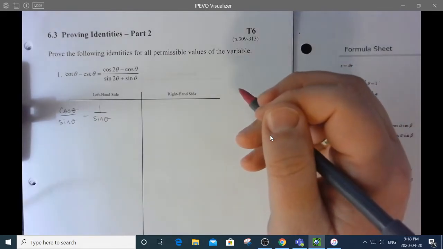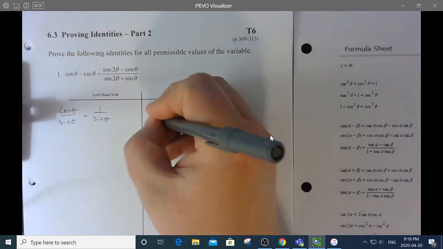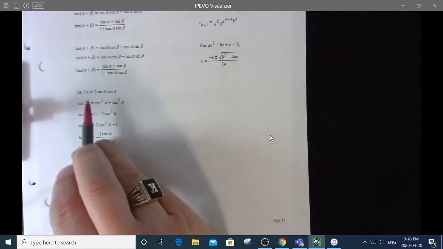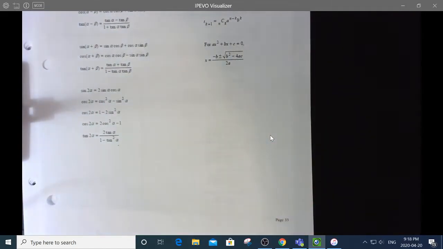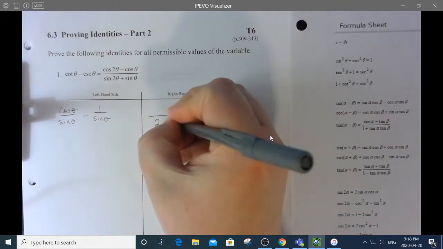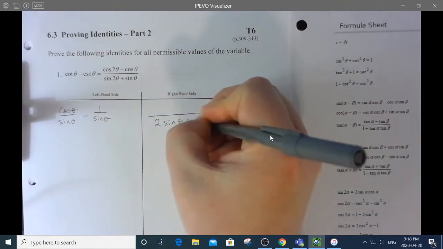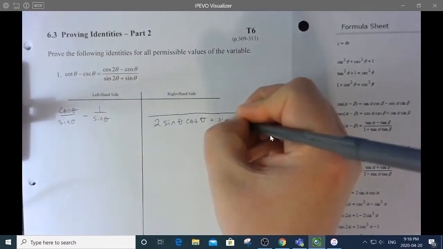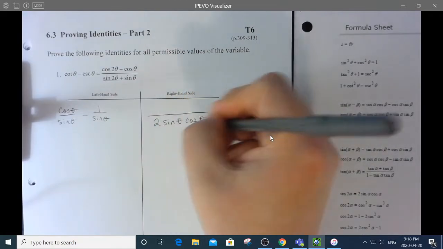So the first thing I have to choose is, well, actually, I'll do the thing that I don't have any choice in. Sine 2 theta only has one identity, right? Sine 2 theta is 2 sine theta cos theta. Or in this case, they're using alphas, but you get the idea. So that's 2 sine theta cos theta. I had no choice for that. And then plus the sine theta that was already there. All right, so I've replaced this with that.